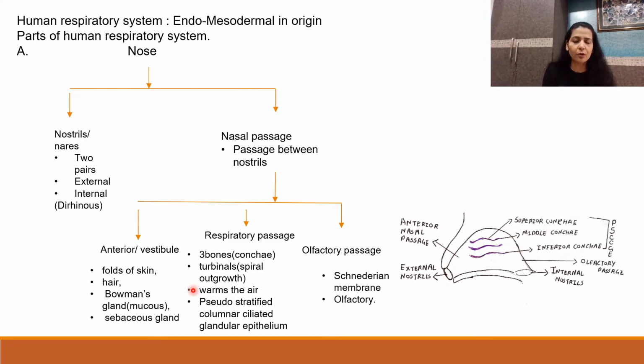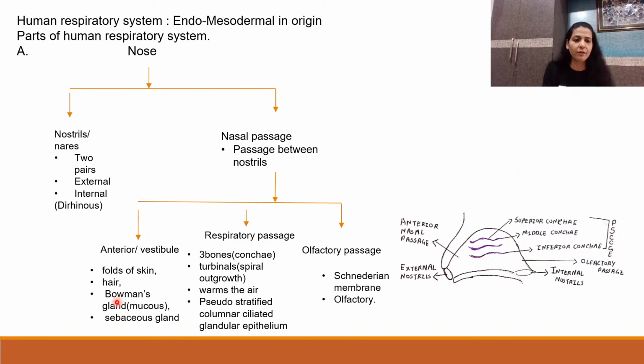All right. Can we recall those three bones? The three bones are known as concave: superior concave, middle concave, inferior concave, lined by pseudostratified columnar ciliated glandular epithelium. Function: warms the air. Whatever you are inhaling is not directly reaching the lungs, it is getting warmed in between. Very important aspect. And olfactory, you are able to recognize the aroma or the smell. That's because this olfactory passage has Schneiderian membrane. And here are connected your olfactory nerves, which take the message to the brain, and then the brain tells you what you are smelling.